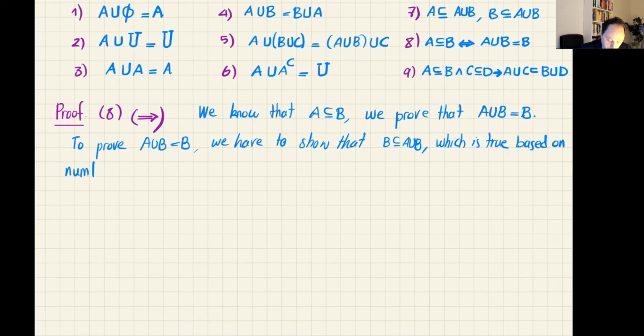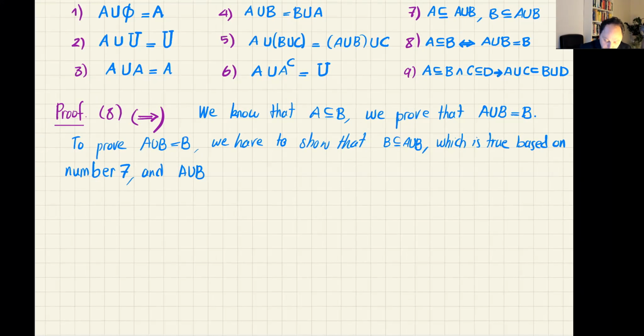Assuming that we have actually proven number 7. And A union B is a subset of B, which is not trivial, because in general, A union B is bigger than B. But we want to show that for this particular case, under this condition, A union B is also a subset of B, if I have this condition.